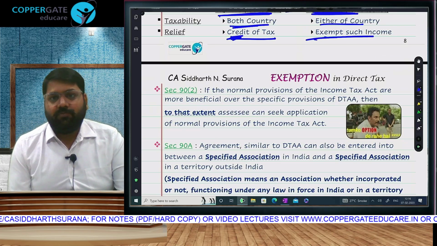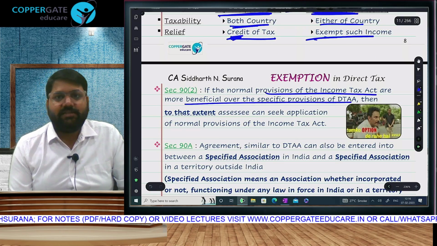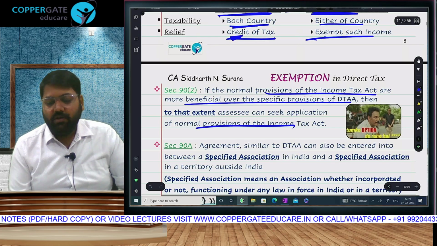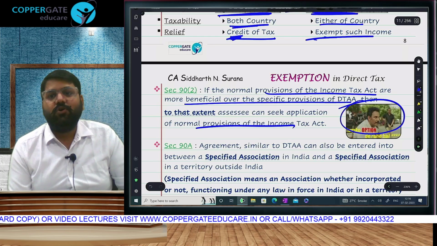One of the most important points to note is that if the normal provisions of the income tax are more beneficial, then the assessee can take the applicability of the normal provision. In other words, DTAA is also optional.